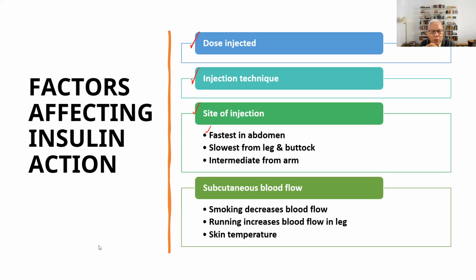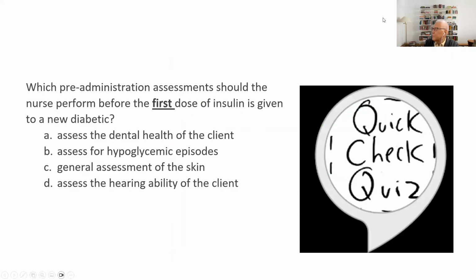And other factors that influence subcutaneous blood flow would be factors that increase the skin temperature, such as if you go to a sauna, for example, or a hot bath, or a massage at the injection site. This will increase insulin absorption as well. So these have always to be taken into consideration.